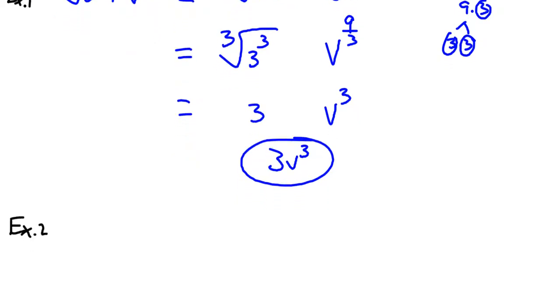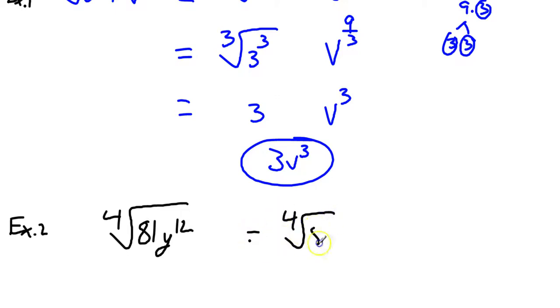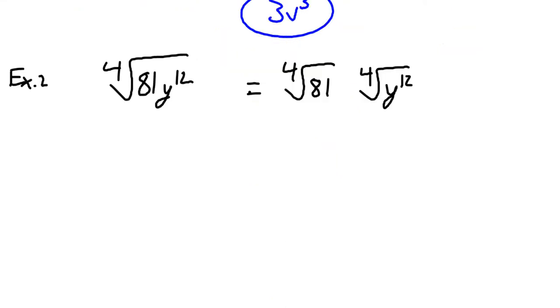All right, for example 2, they bump it up to fourth root. We'll go 4th root of 81y to the 12th. You've got 4th root of 81, and then you've got the 4th root of y to the 12th. Now, if you go back to the earlier problem we had on 81, we broke that down just a minute ago. It was 9 times 9, which then left you with 3 times 3 times 3 times 3. So if you broke this one down as far as you could, that would be 3 to the 4th power.